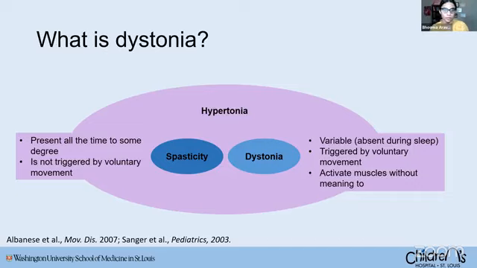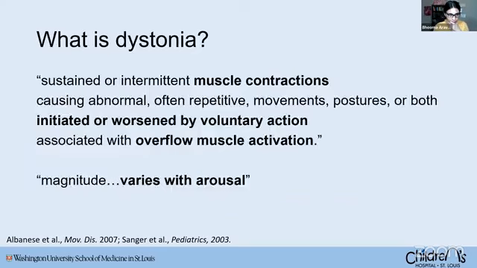By definition, dystonia is also triggered by voluntary movement. So the way a person with CP described it to me is every time I try to move, a different part of my body moves out of my control. And that's such a beautiful description of dystonia, because inherently you can see the degree of functional limitation that's associated with it. If every time you try to move, a part of your body moves out of your control, that is dystonia, and it is inherently functionally limiting by definition.